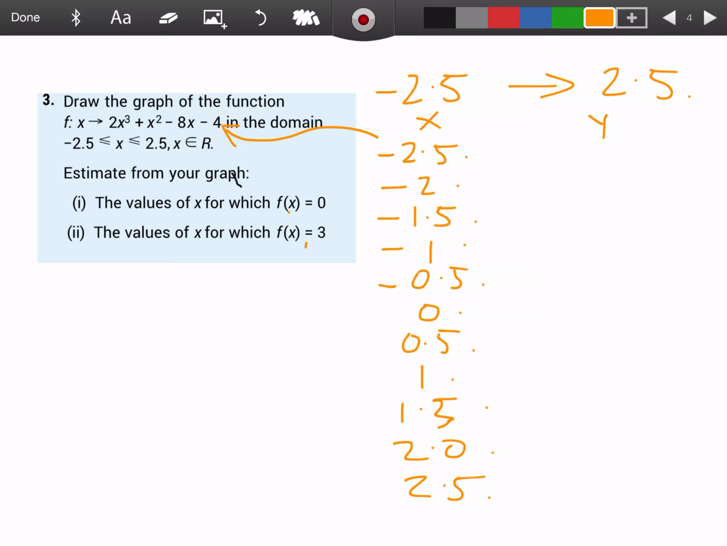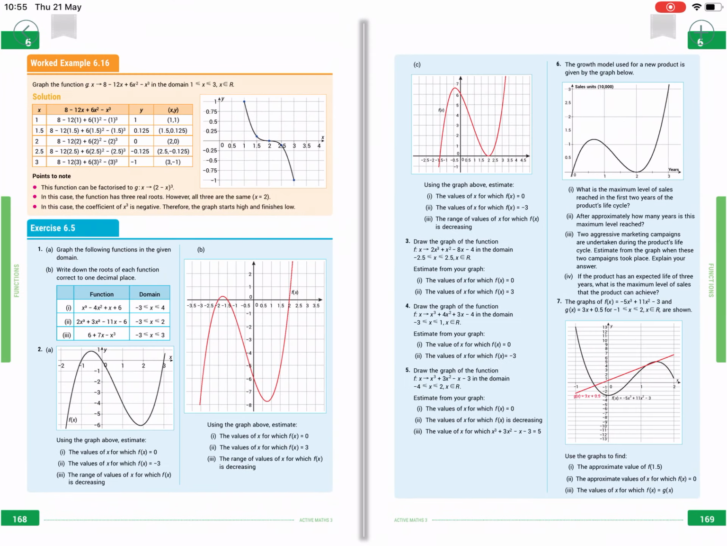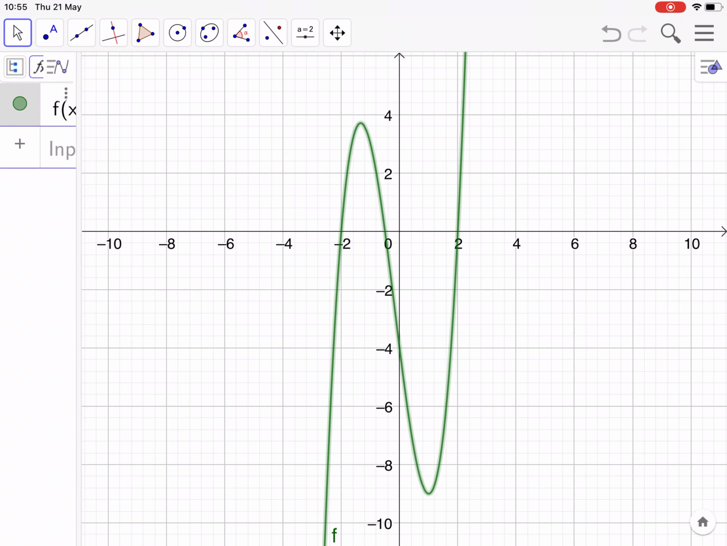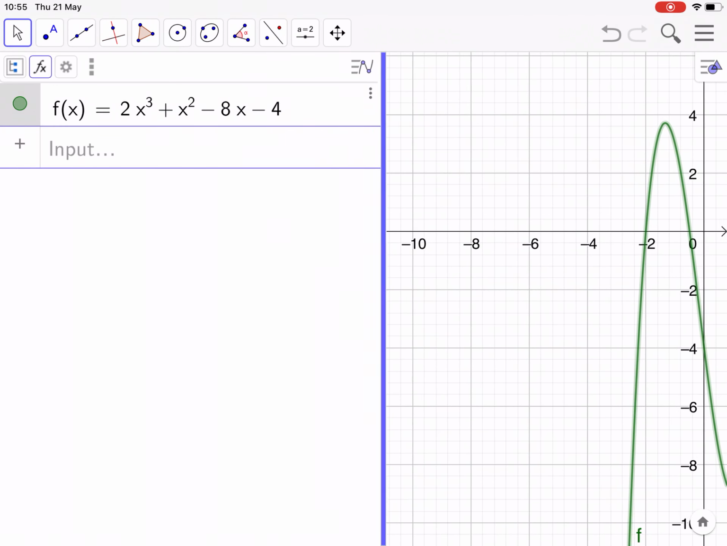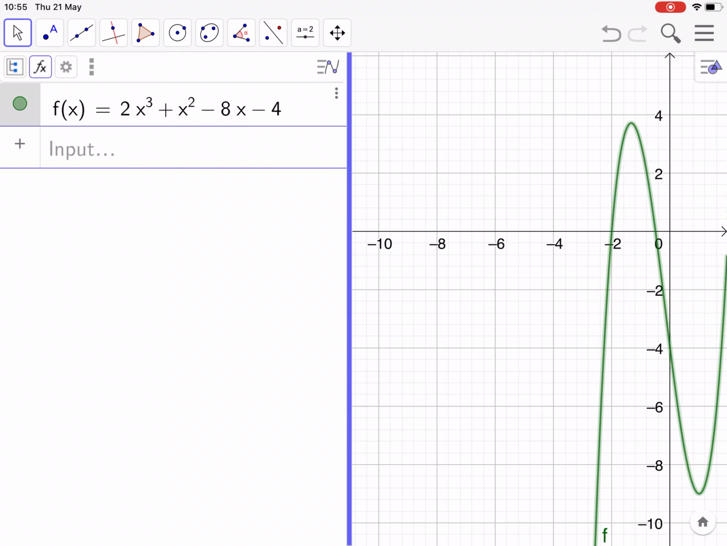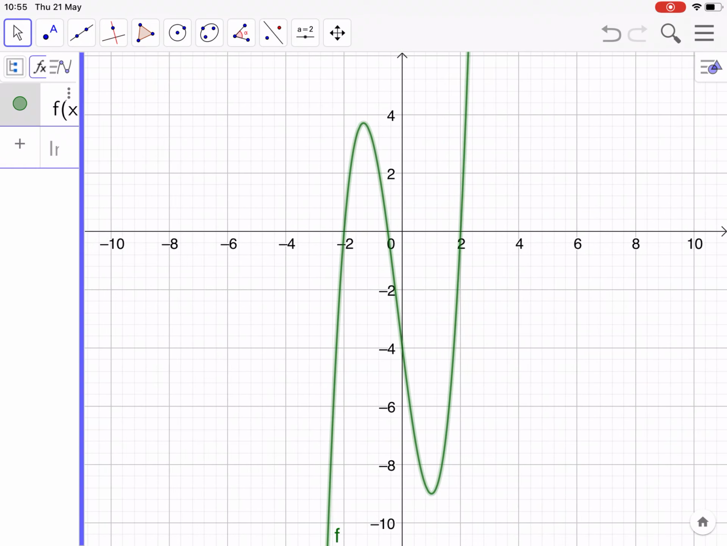I'm going to pop it up. I have it done in GeoGebra, so we're going to show you there, and then we're going to answer those two questions: the values of x for where the function is equal to 0 and where the function is equal to 3. That's going back to the question. Where the function, that's my function, okay? You can see I've done it there: 2x cubed plus x squared minus 8x minus 4. Hit enter and it gives you the graph done and dusted, okay?